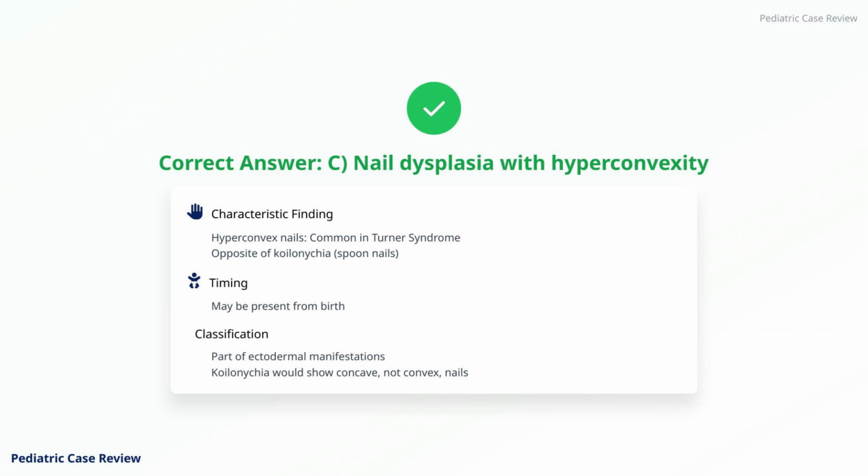Hyperconvex nails are a common finding in Turner syndrome, representing the opposite of koilonychia or spoon nails. This may be present from birth and is part of the ectodermal manifestations. Koilonychia would show concave, not convex, nails.